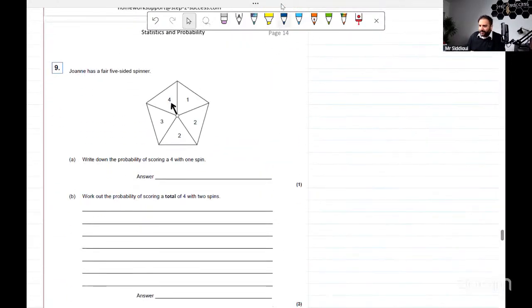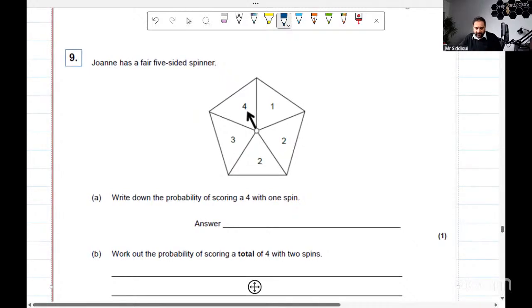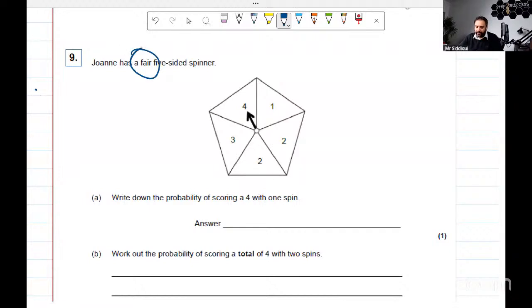Right, 9. I'm doing up to 11, aren't I? Okay. Right. Joanne has a fair five-sided spinner. What's the probability of scoring a 4 with one spin? Because it says fair, it's an equal chance of all of them. Probability of spinning a 4 is 1 out of 5, isn't it? 1, 2, 3, 4, 5. It's 5 sections.